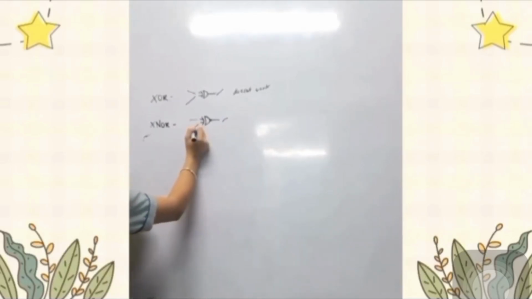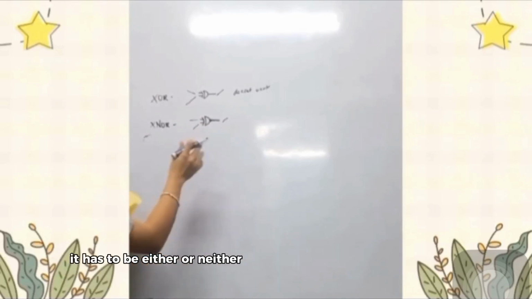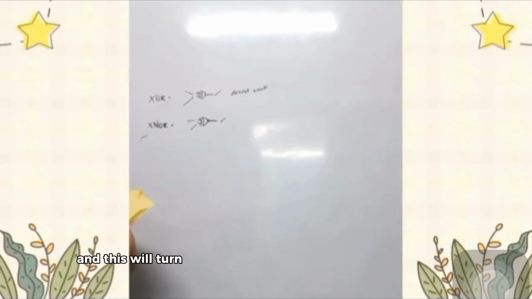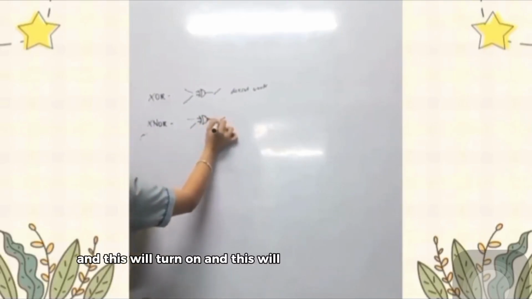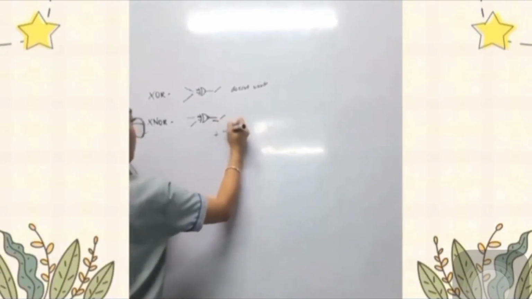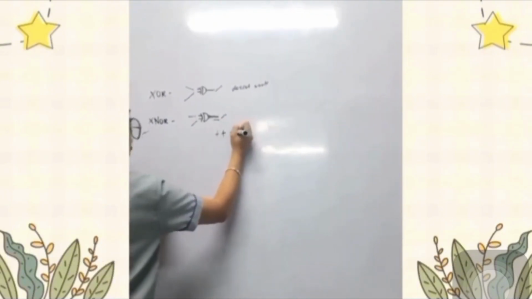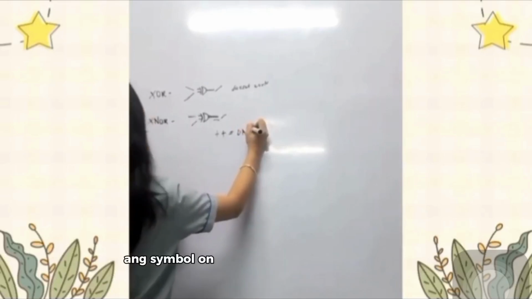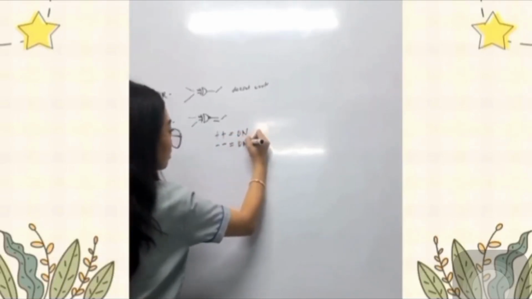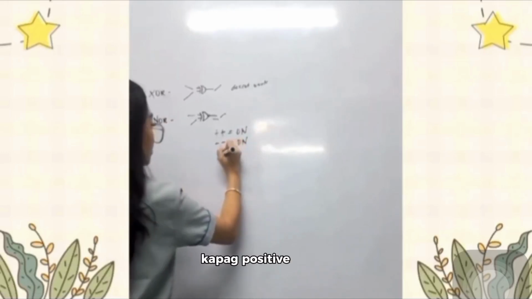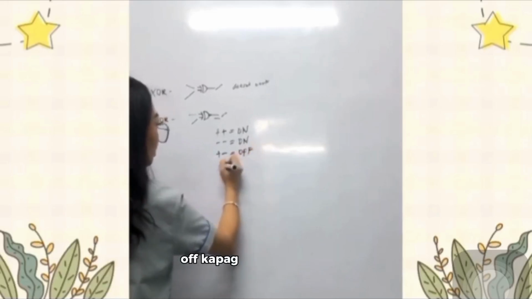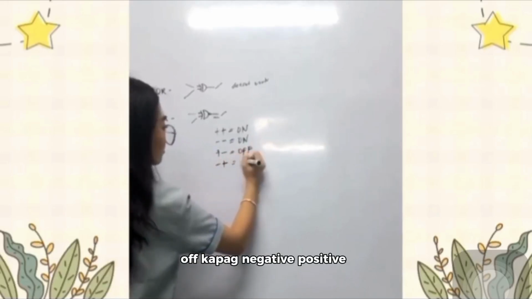So it has to be either neither of them are on, or both of them are on, and this will turn on. So possible, positive and positive is equal to on, while negative and negative is on pa rin. Kapag positive negative, off. Kapag negative positive, off.